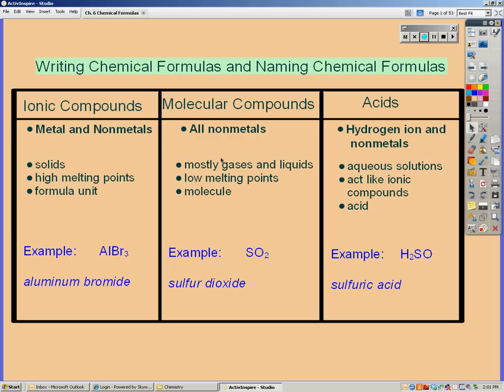Because the first thing you do before you go and write a formula or a name is you decide what type of compound you have. There's three main types: ionic, which has a metal and some nonmetals, but the metal will be first. Molecular compounds are only nonmetals. And finally, for the acids, they're going to have hydrogen first. They are made up of a hydrogen ion with a group of nonmetals. So you're always looking for that hydrogen first.